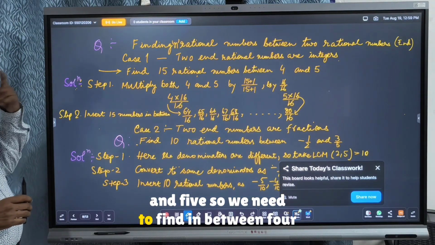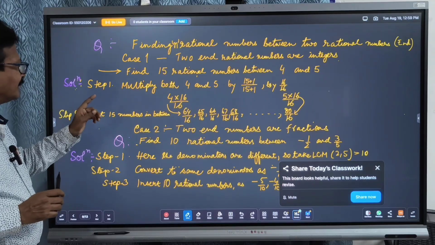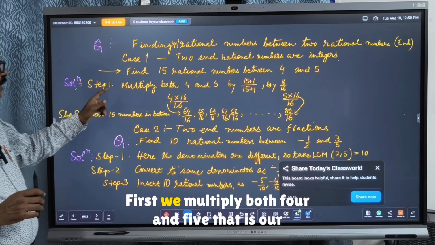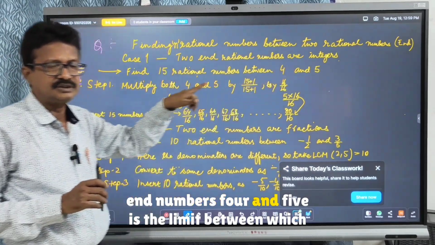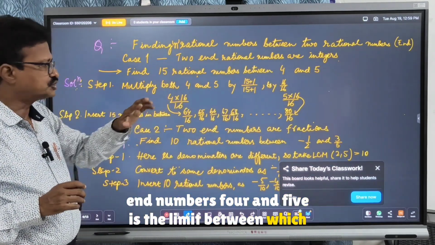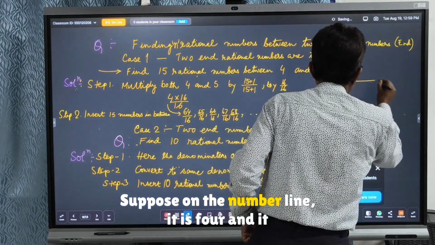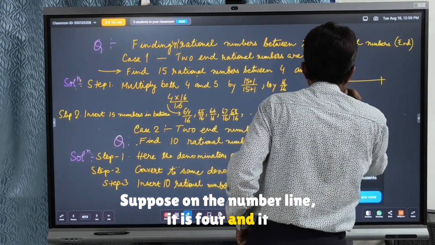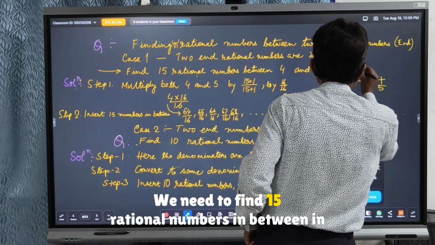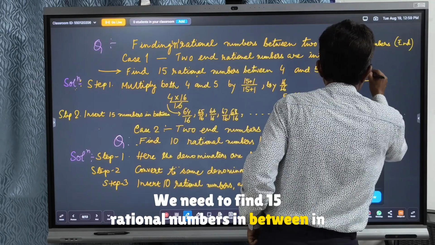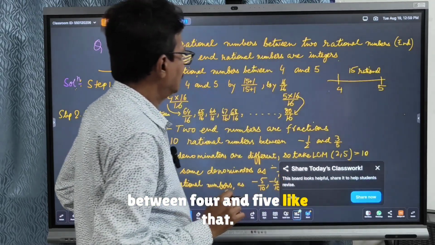So we need to find rational numbers in between 4 and 5. What will we do? First we multiply both 4 and 5. That is our end numbers. 4 and 5 is the limit between which we need to find the rational numbers. Suppose on the number line it is 4 and it is 5. We need to find 15 rational numbers in between 4 and 5. Like that.